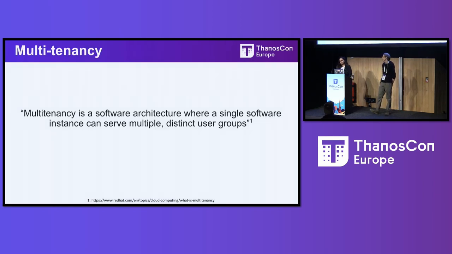Okay, to begin with, let's understand through definition what multi-tenancy is. This is basically a concept in software architecture whereby a single software instance can serve multiple distinct user groups. These user groups can be as fine-grained as a single user or a group of users that come together in the form of teams, services, clusters, or organizations.